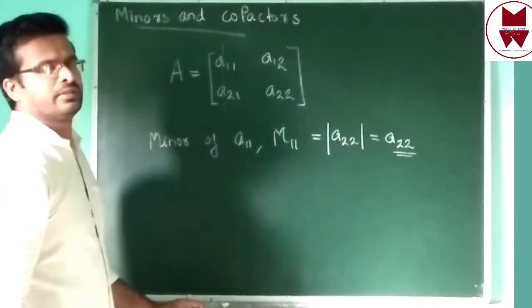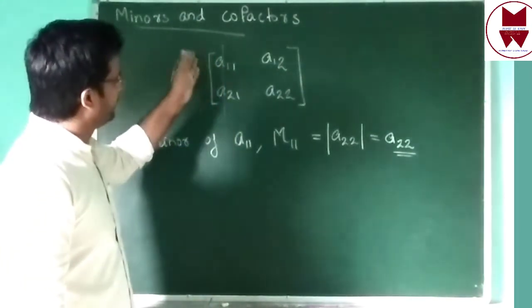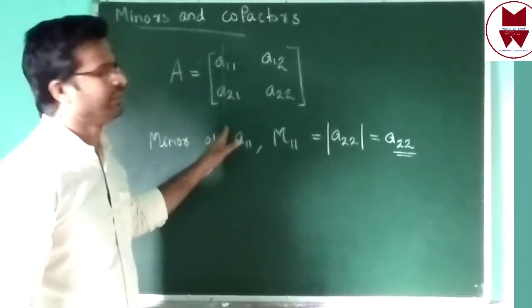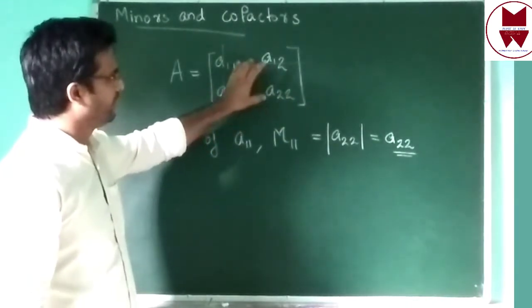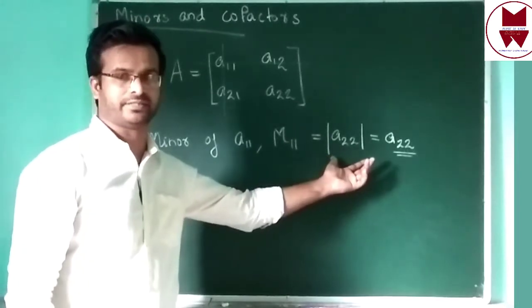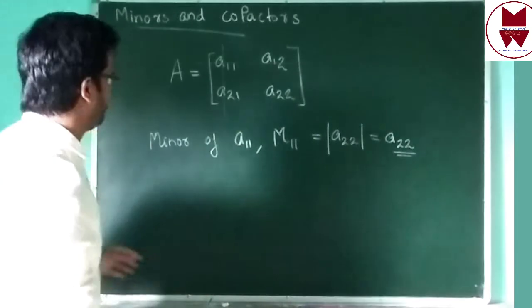When you find the minor of any element, delete that row and the corresponding column. Then the remaining numbers make a matrix, maybe this 2 by 2 matrix. If you take a 3 by 3 matrix, 4 numbers will remain here. Then take the determinant of those numbers.